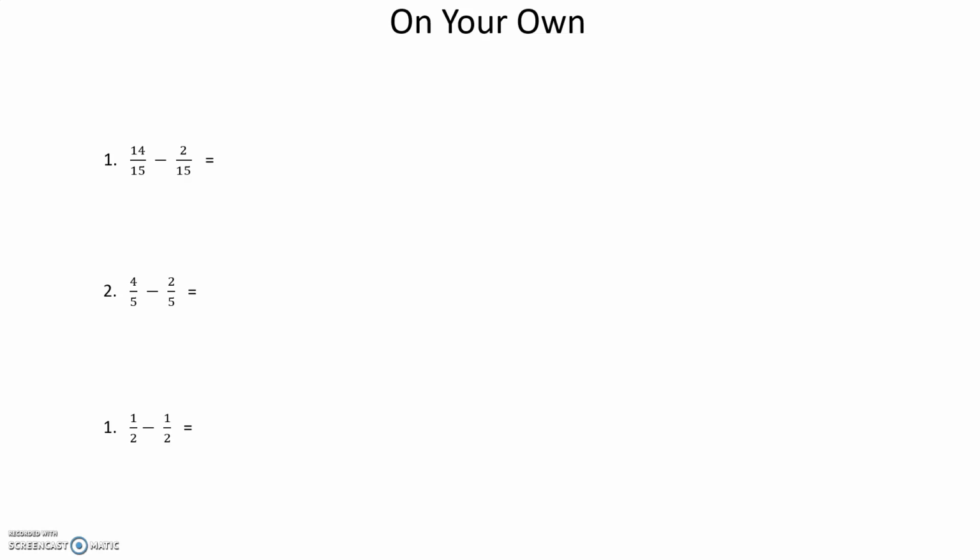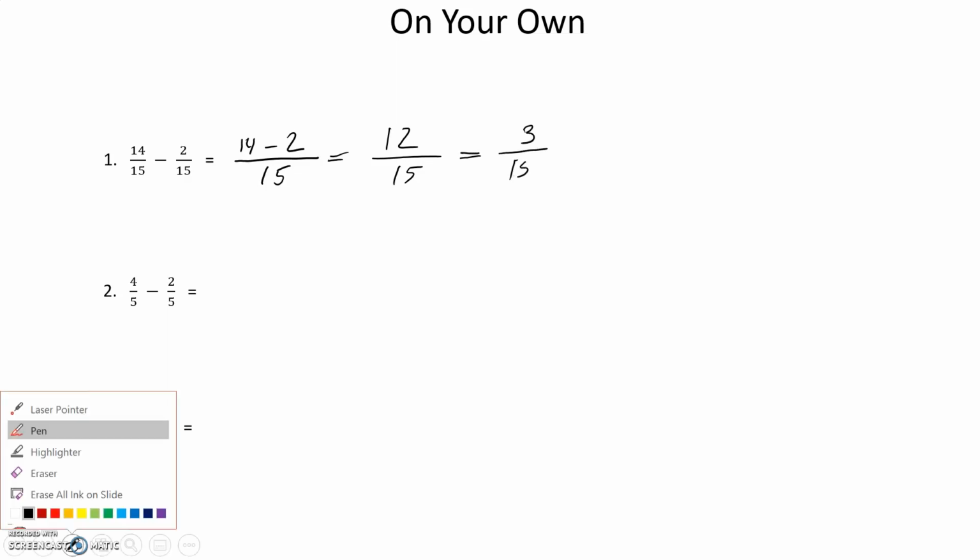All right, welcome back. Right off the bat, I see a little mistake here. That should be a 3. So on your own, I have 14/15 minus 2/15, so that's the same thing as 14 minus 2, over 15, which equals 12/15. I can keep going, that's okay, but I'm going to simplify it even more.